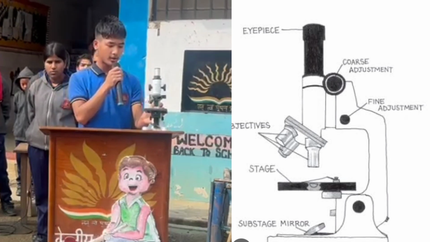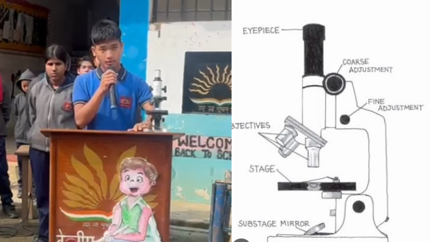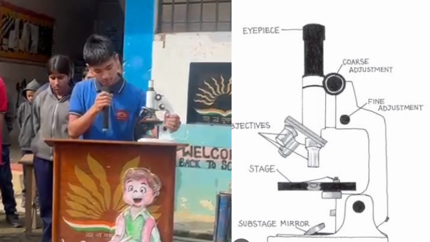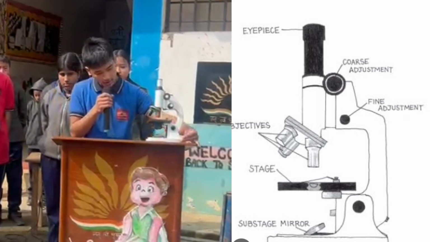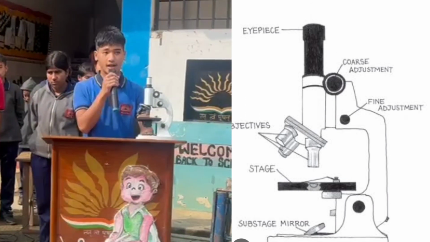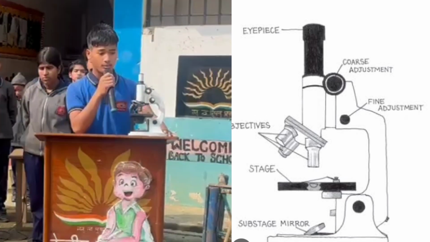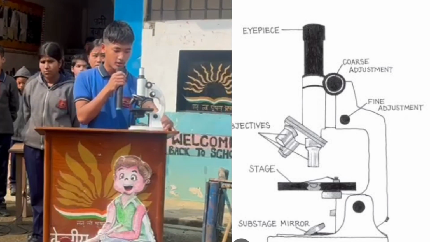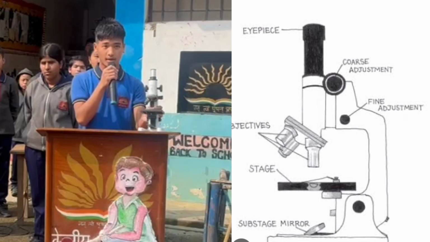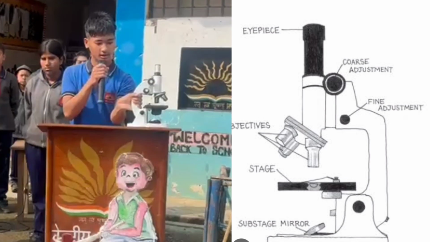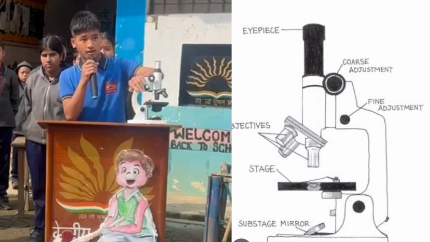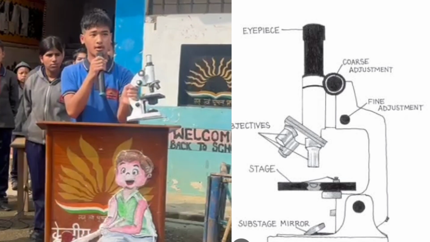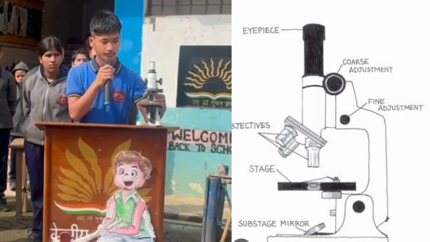So let us begin with the foot of the microscope. This foot of the microscope is called the base, and we all know that the function of a base is to keep anything stable, and here the same is the case. The base of the microscope keeps the microscope stable, and then you can see this arch-shaped part is called the arm, and we hold the microscope from this, like this.